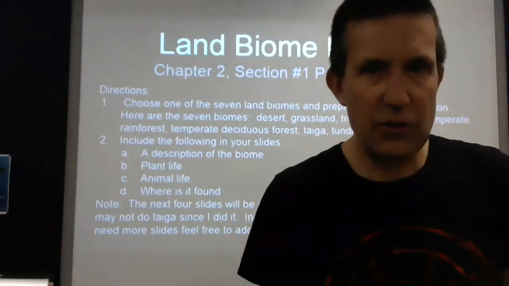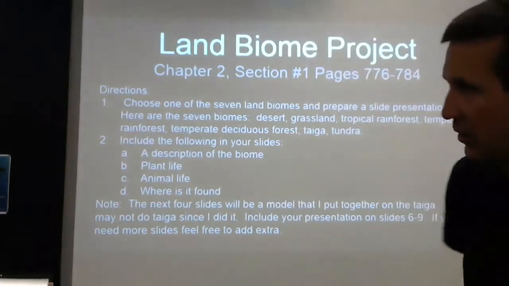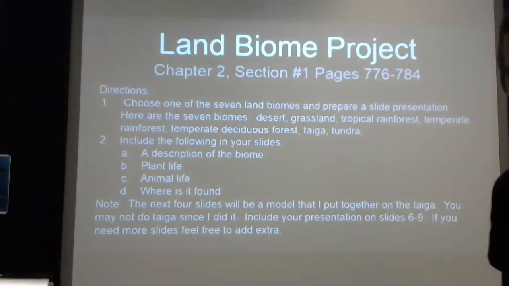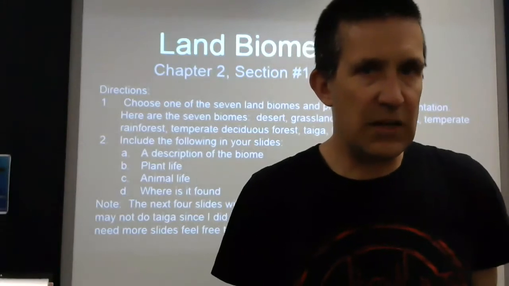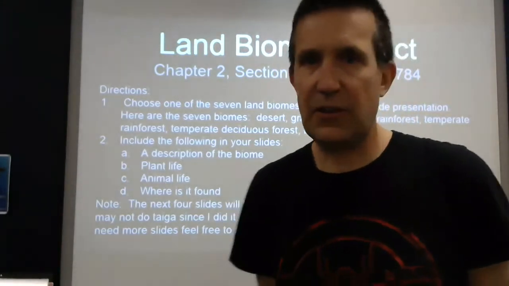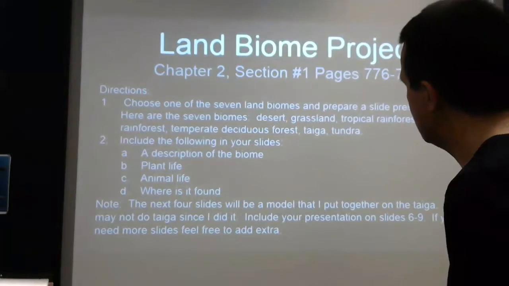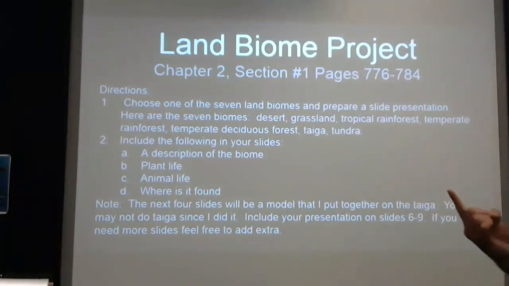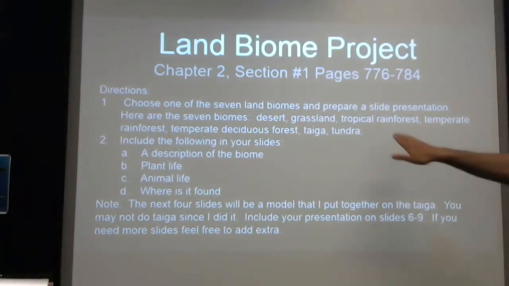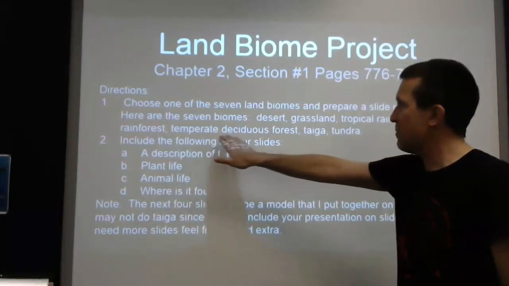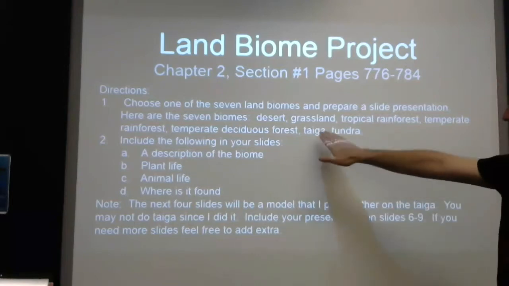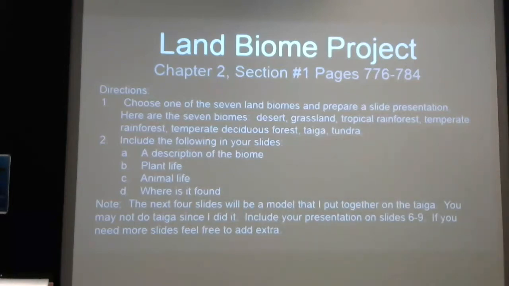And so what I'd like you to do is read through section number 1, which is on pages 776 through 784. As you read that, you're going to be reading about a total of 7 different land biomes. The land biomes happen to be a desert biome, grassland, tropical rainforest, temperate rainforest, temperate deciduous forest, the taiga, and tundra. So you're going to read about all 7 different types of those land biomes.